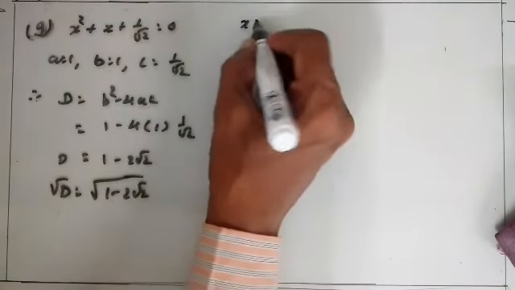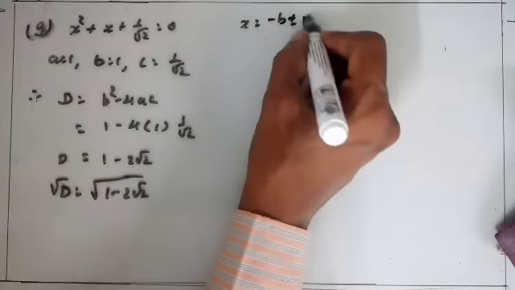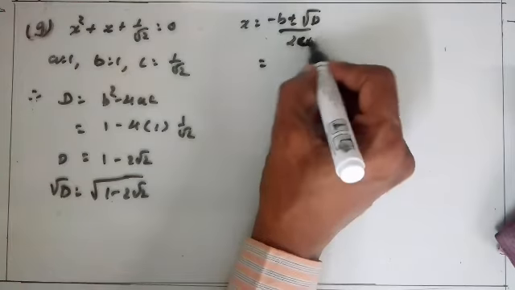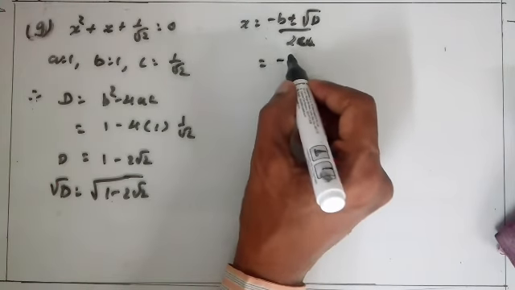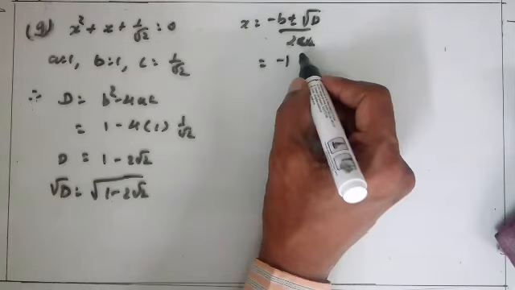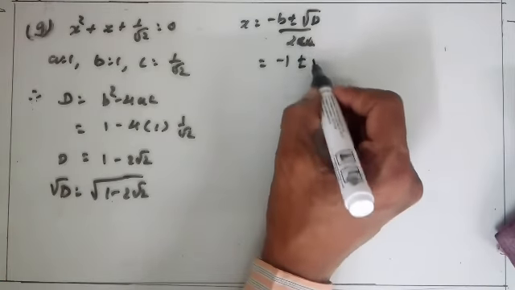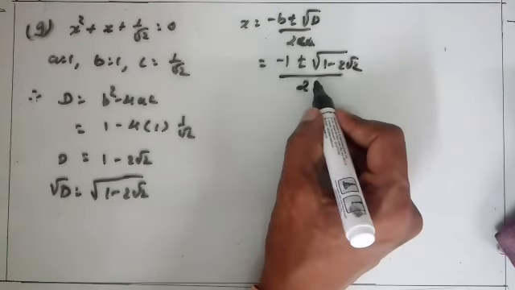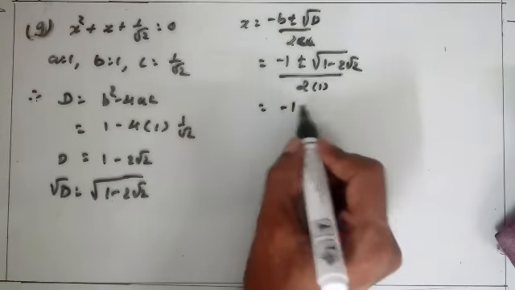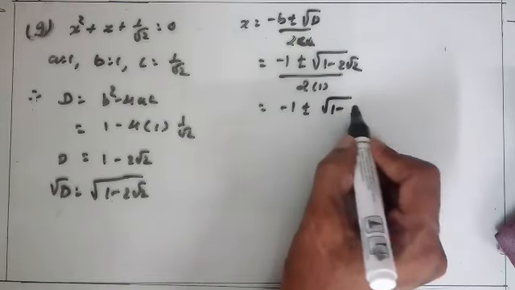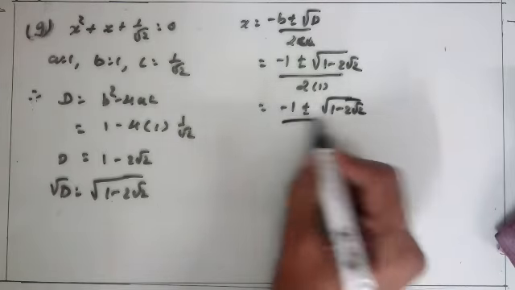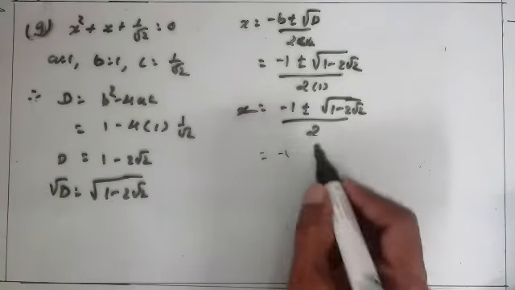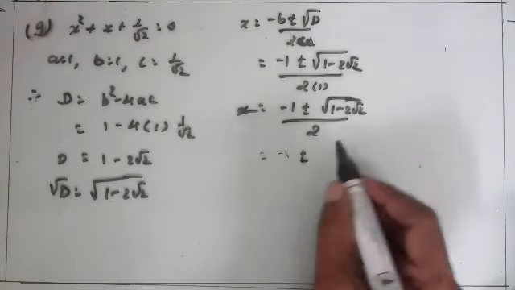Now x is equal to, we know that, minus b plus or minus root D upon 2a. So minus b, b is equal to 1, so minus 1 plus or minus root D, D is equal to 1 minus 2 root 2, upon 2 into a, a is equal to 1. So x is equal to minus 1 plus or minus root of 1 minus 2 root 2 upon 2. Clear?